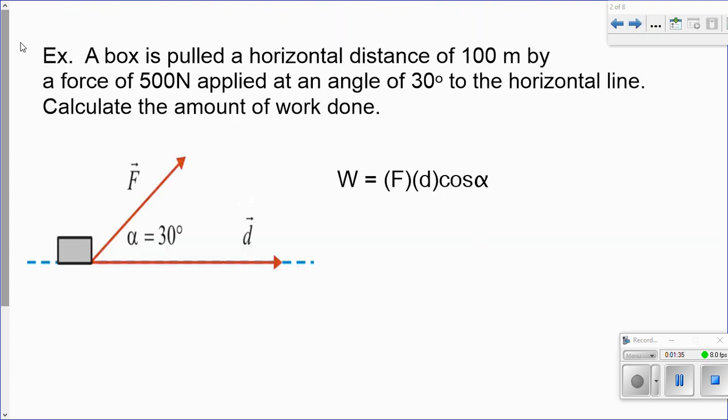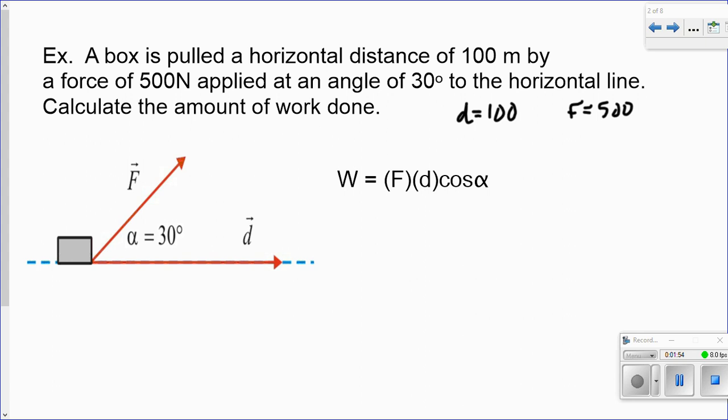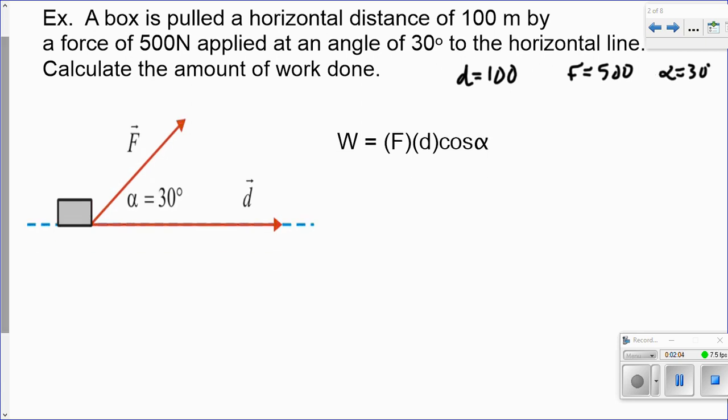Okay, so let's do one here. A box is pulled on a horizontal distance of 10 meters. So we've got our distance in meters. At a force of 500 newtons, at an angle of 30 degrees, so we've got an angle given here. We use the work formula to calculate the work. That's just going to be a very straight application of the given formula, where I'm going to put the force of 500, the displacement of 10, and then the cosine of my angle.